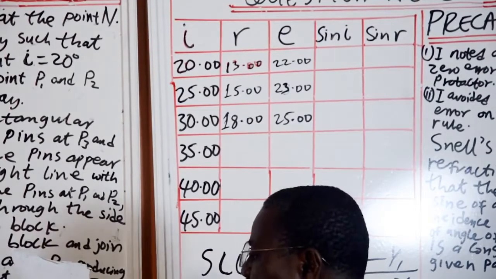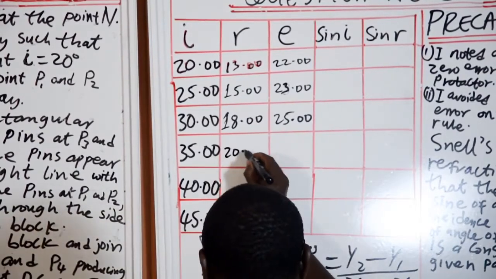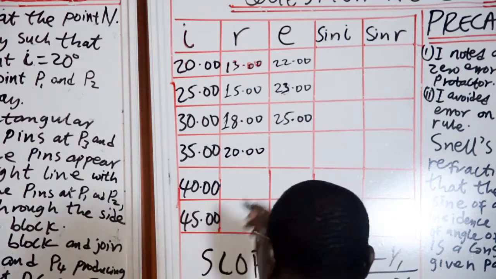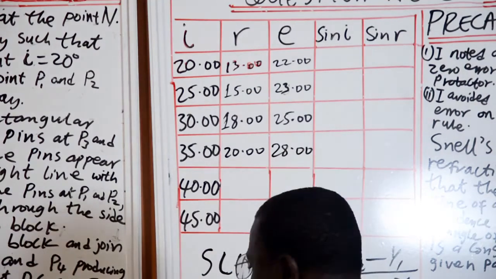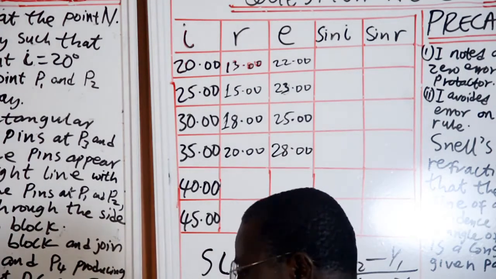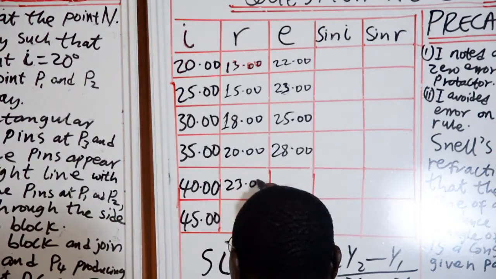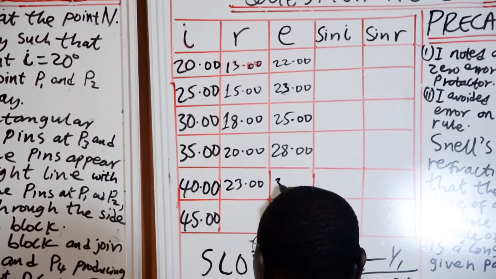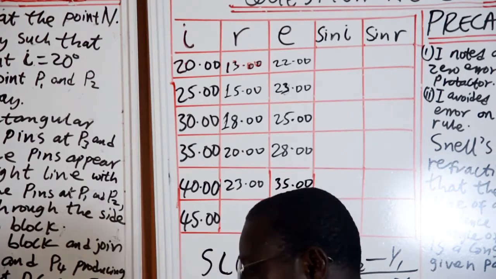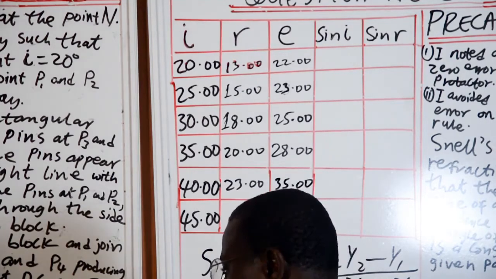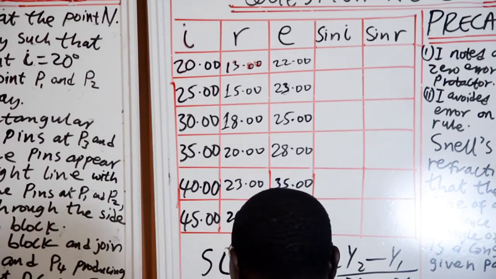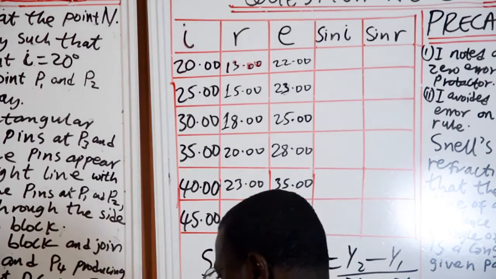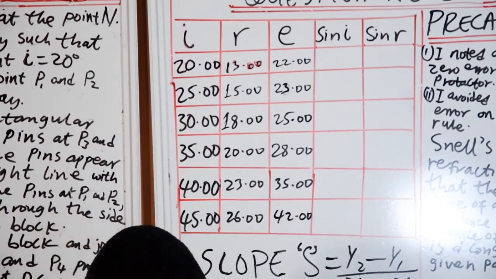When angle of incidence is 35, this is 20.00. And emergence is 28.00. When angle of incidence is 40 degree, I got 23 here. And with the angle of emergence, I got 35.00. When angle of incidence is 45, I got 26 here. While angle of emergence is 42.00.